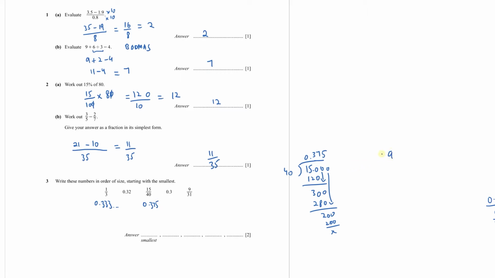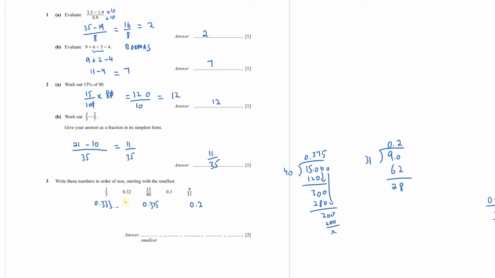And 9 divided by 31. Let's quickly do this as well. So you have to write the decimal, 90. 31 times 3 will be 93. So 31 times 2 will be 62. And I will get 28. And I don't need to go any further because the rest of the decimals are already 0.29. So I can write it as 0.2 as well because it won't make a difference.